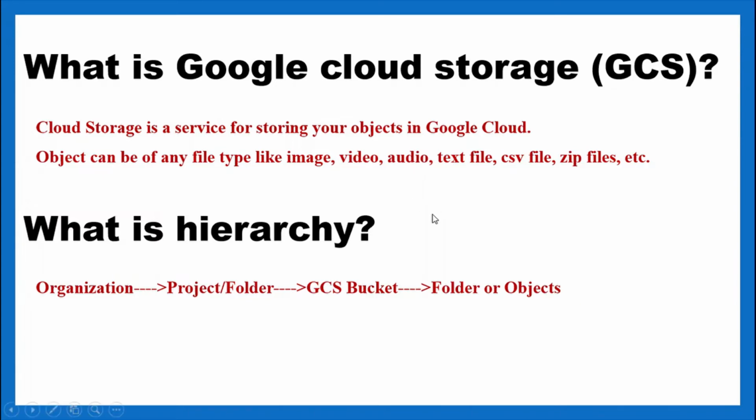What is the hierarchy of your object when you store it in Google Cloud Storage? First you will have the organization. Inside the organization you will have projects and folders. Inside that you will create your GCS bucket, and inside the bucket you will have folders or objects.